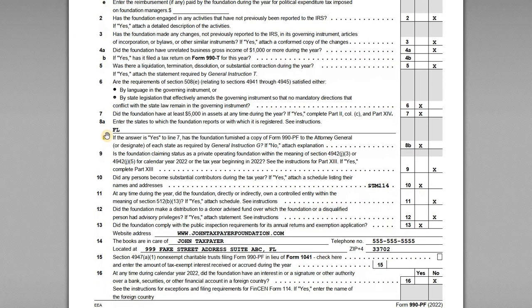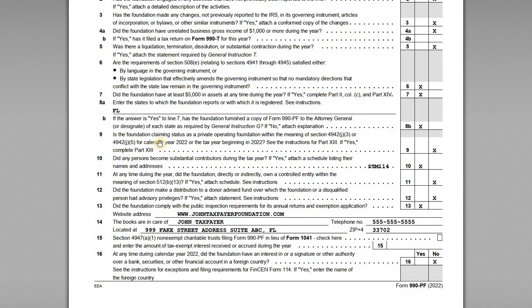All right. Question 8A. Enter the state to which the foundation reports or with which it is registered. So we're set up in Florida. We did furnish a copy of the 990-PF to the appropriate agency in Florida, right? So we've marked that 8B as a yes. Question 9, is the foundation claiming status as a private operating foundation? And no, right? We are a non-operating foundation. We have not taken the position that we are an operating one.